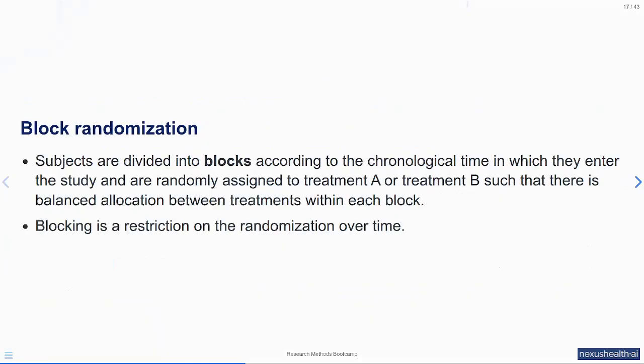In block randomization, the subjects are divided into blocks according to chronological time in which they enter the study and are randomly assigned to treatment A or treatment B such that there is balanced allocation between treatments within each block. Blocking is therefore a restriction on the randomization over time.